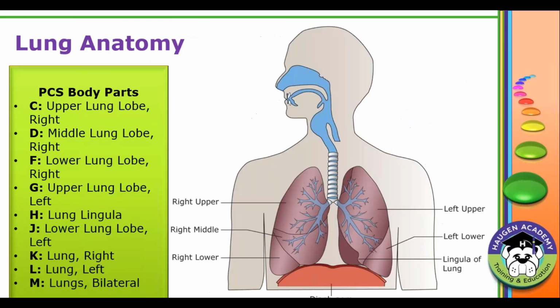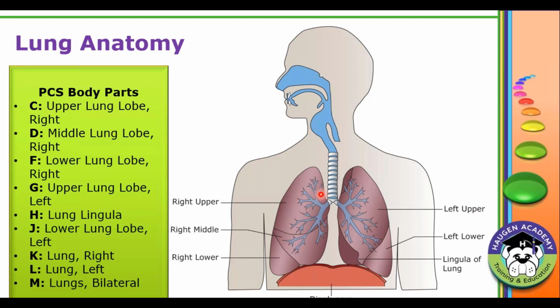When we get into the lungs, so now we're not just talking about the bronchial tree here, we're talking about the actual lung lobes, then we also have PCS body parts for the individual lung lobes. It's important that you read the body part descriptions very carefully, because you'll have an upper lung lobe right, but you'll also have upper bronchial lobe right.